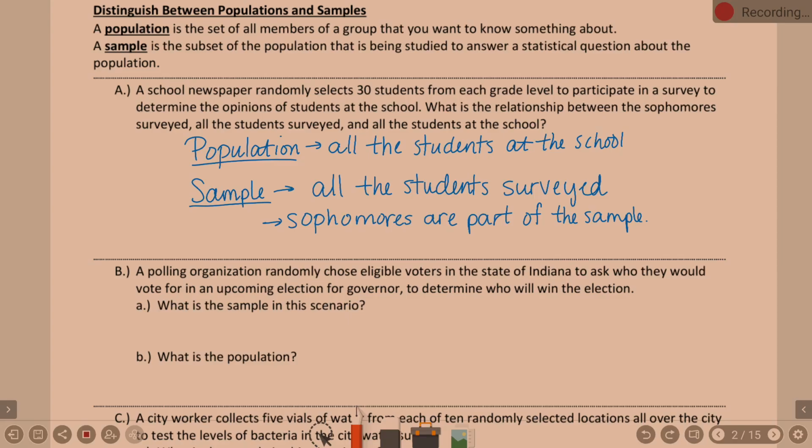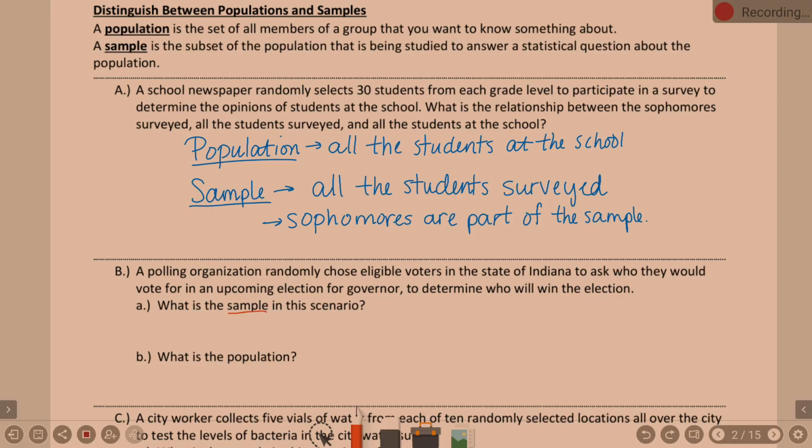Thoughts on either the population or the sample? Ian? The sample would be the people who were randomly chosen. Would the population be all of the eligible voters? Yeah. It's kind of a clue when they say they randomly chose the eligible voters: the group they randomly chose is going to be your sample. Then the population is what that randomly chosen group represents. Well, they represent all of the eligible voters in the state of Indiana.